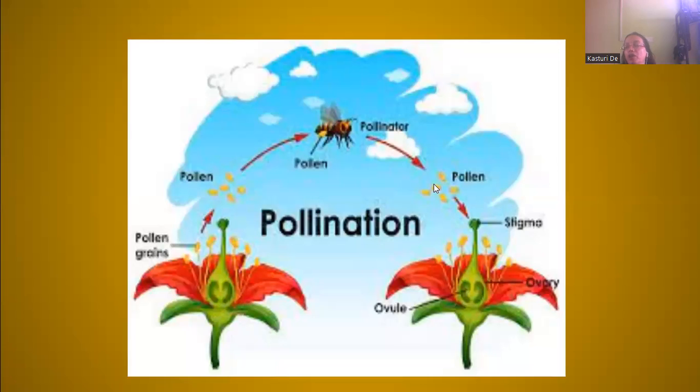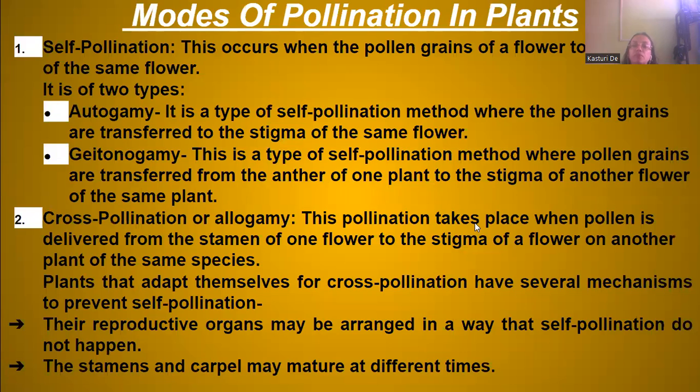Now see, this is the pollination which is occurring. The pollen grains from the anthers will be released. These pollen grains will be taken by a pollinating agent. Here it's a bee, a pollinator, and it will transfer the pollen grains onto the stigma and pollination is done.